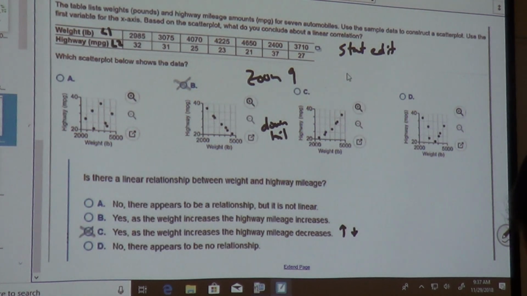So y'all only have one of those on the test, but I gave you 3 in the homework just to give you different ways to look at them and practice them. Cool?